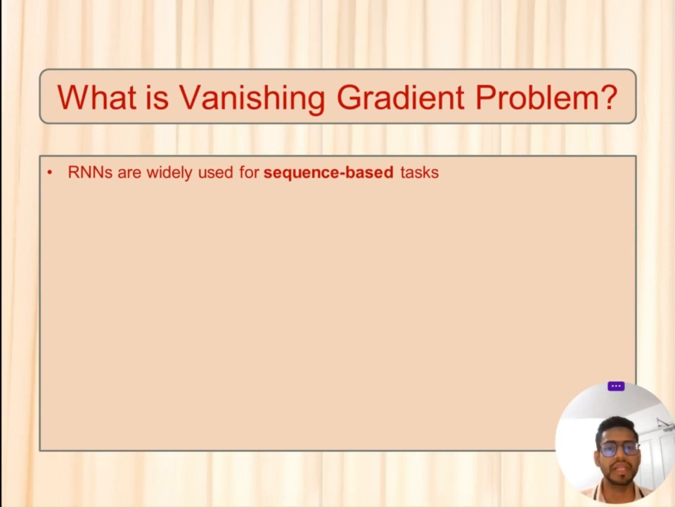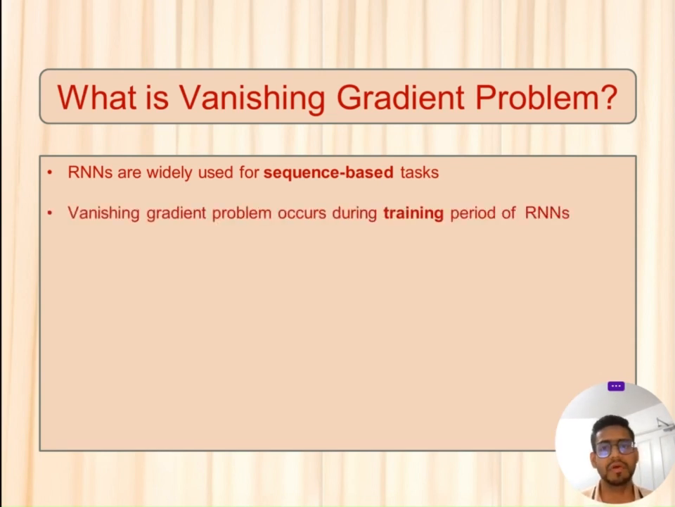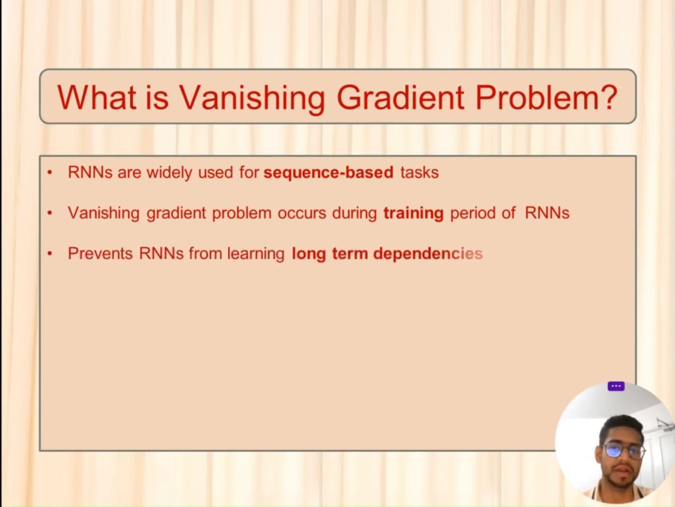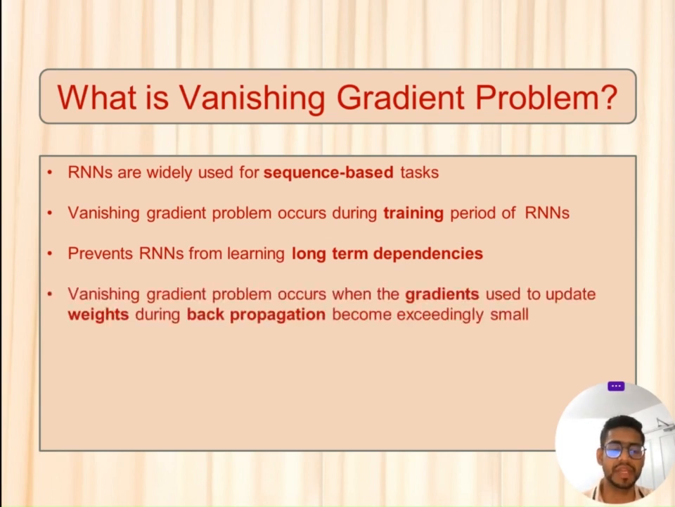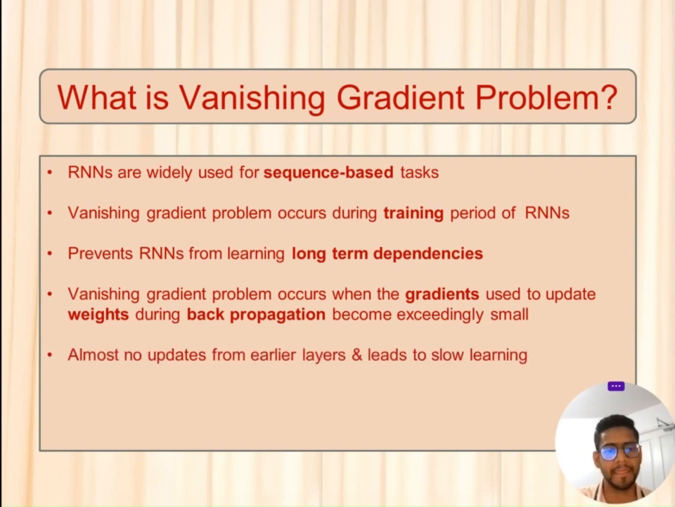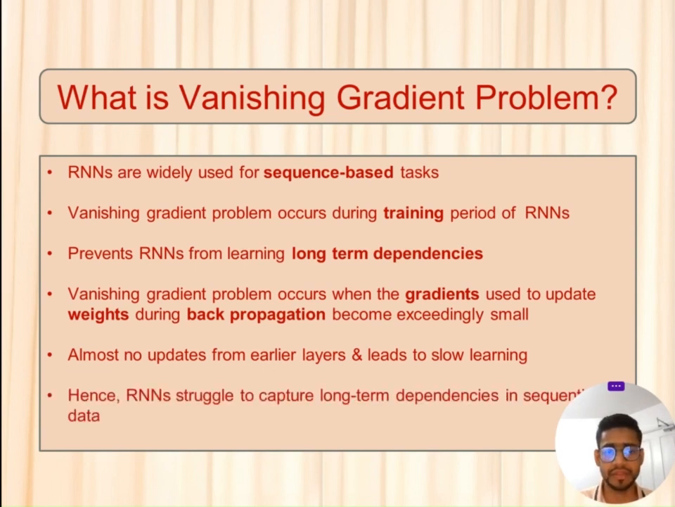RNNs are widely used for sequence-based tasks like natural language processing, time series forecasting, etc. The vanishing gradient problem occurs during the training of RNNs and prevents them from learning long-term dependencies. It occurs when the gradients used to update the weights during backpropagation become exceedingly small. So there are almost no updates from the earlier layers, which leads to slow learning. That's why RNNs struggle to capture long-term dependency in sequential data.